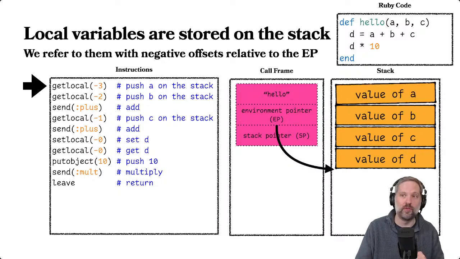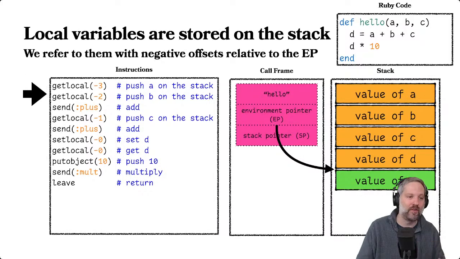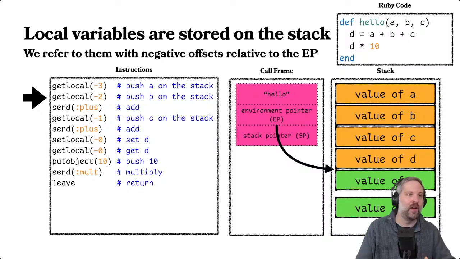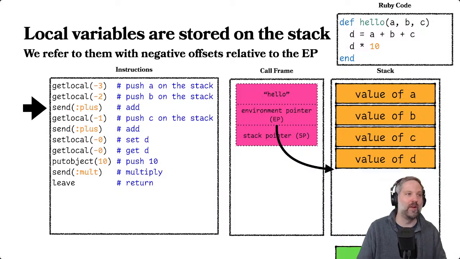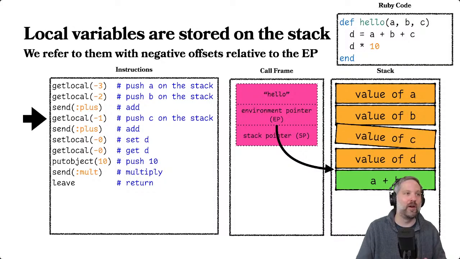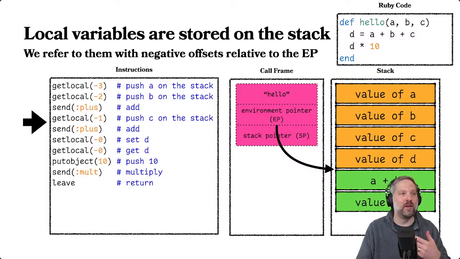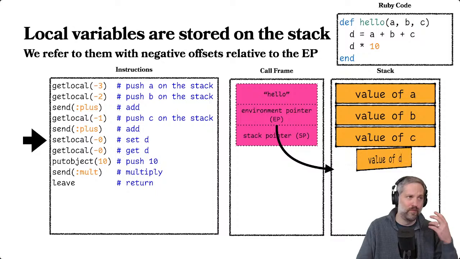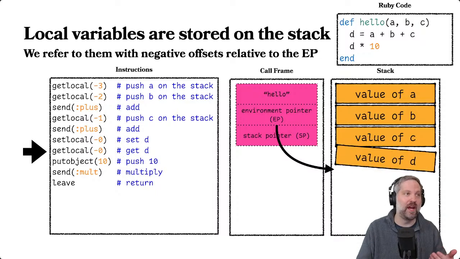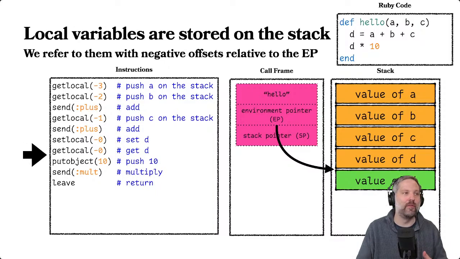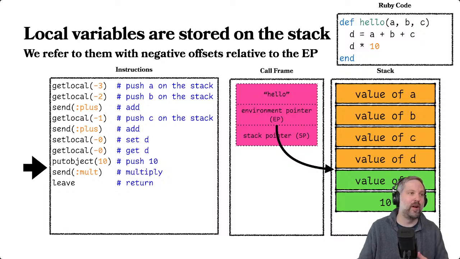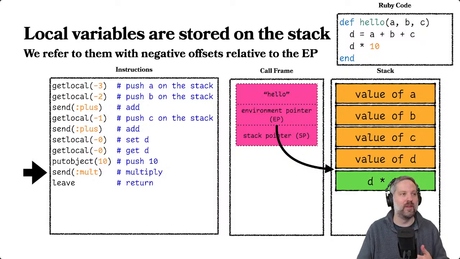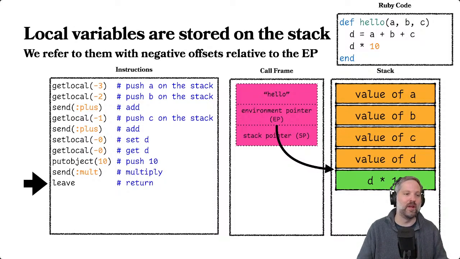First, we get local on -3, and then we get local on -2. We pop those off to add them. Then we get local on -1 for C. We pop those values off to add them. Then we set the local value for D, then get the local value for D, do our multiplication, and then we leave.